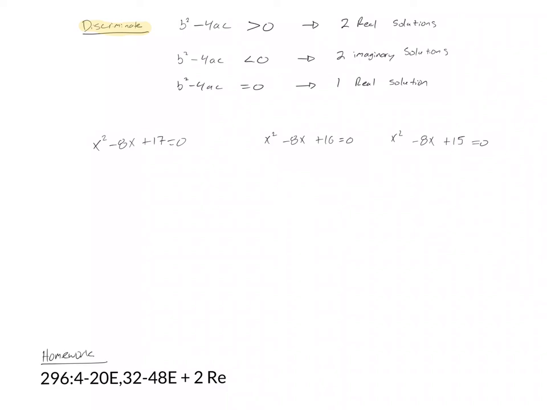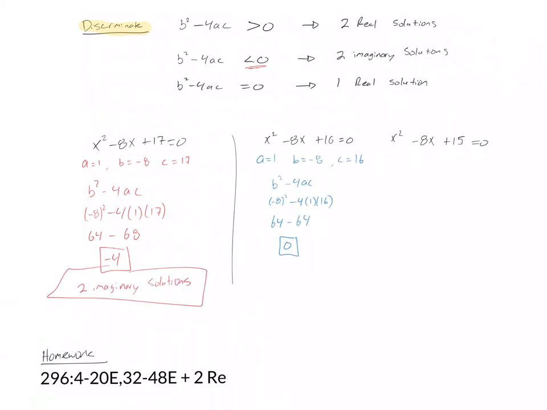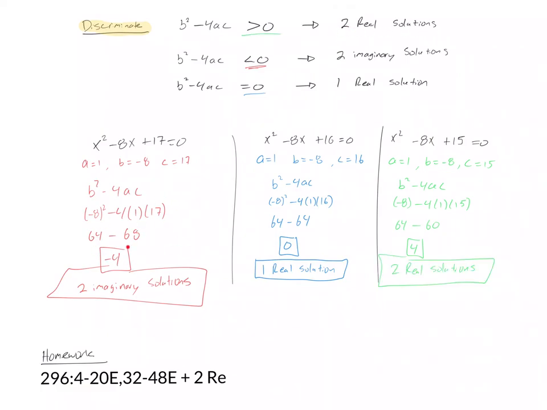So these are already set up equal to 0 for us. I'm going to go through these fairly quickly with the video actually paused because this is getting pretty long. So I get negative 4. Since that number is less than 0, I have 2 imaginary solutions. On this one, I got 0, which means I'm going to have 1 real solution. This time, notice I got 4, which means it's positive, which means I have 2 real solutions. So feel free to pause the video and look back through any one of these if you're trying to figure out how we did that.